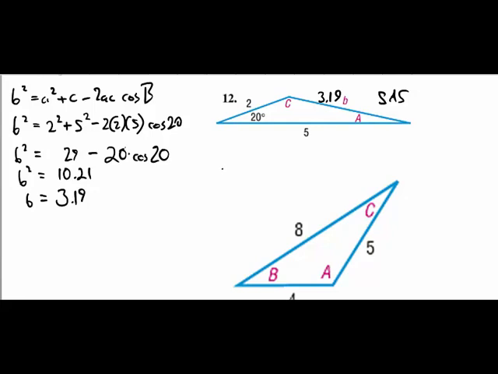Now what I'm going to do is use that side length and this known angle, and I'm going to find, let's see, which one do I want to find? Let's find angle A first, okay?